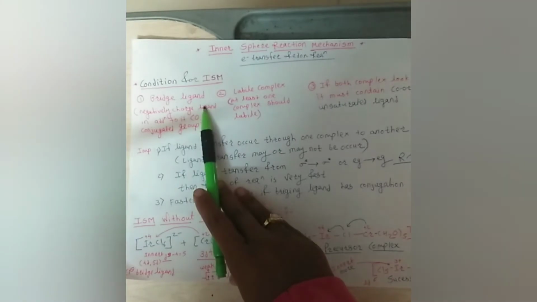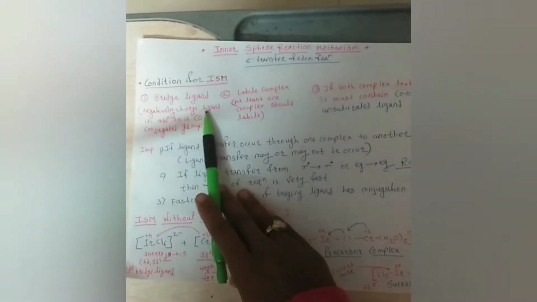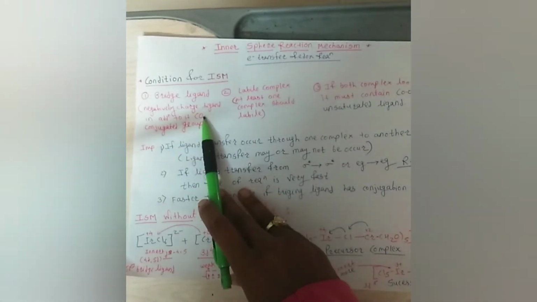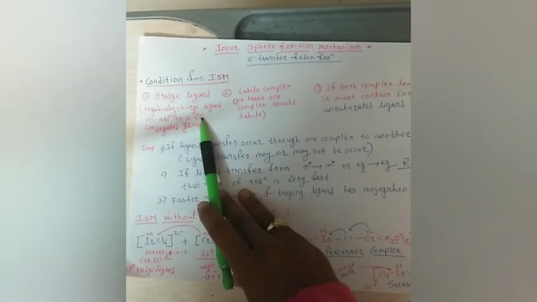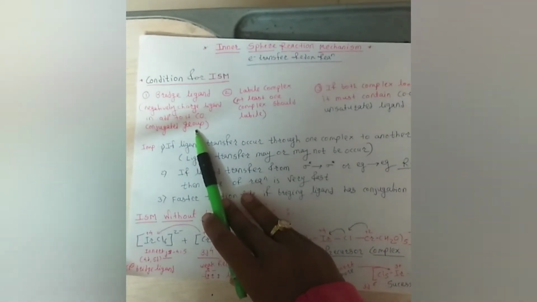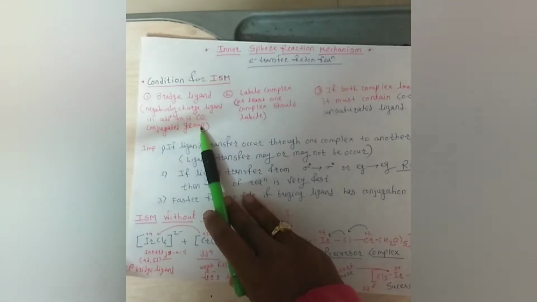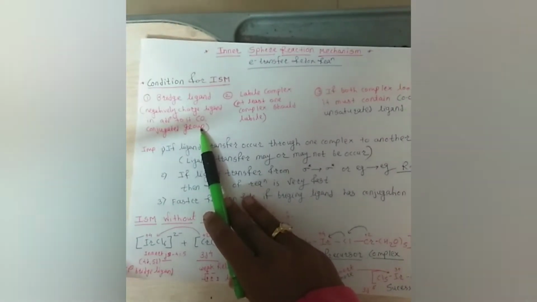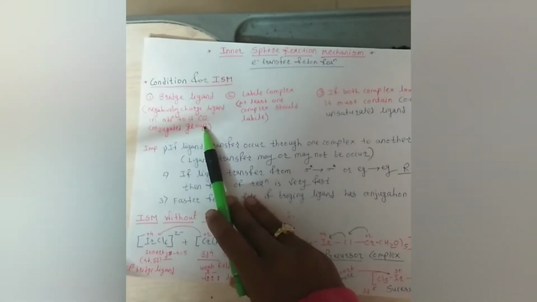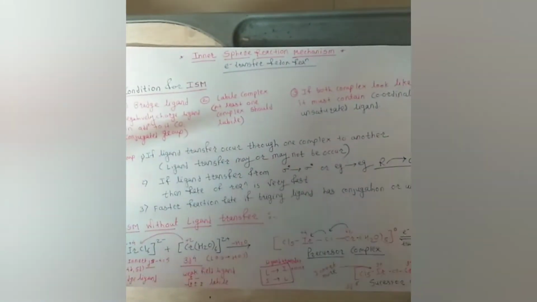The bridge ligand is the ligand which generally has a negative charge on it. In addition to it, we also consider a carbonyl ligand and a conjugated group ligand. When such a ligand is present in your complex, then the complex shows an inner sphere reaction mechanism, or it goes through the inner sphere mechanism.